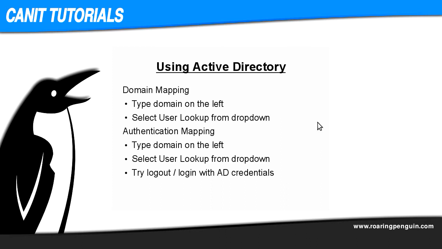Now all that's left is to do the domain mapping and authentication mapping. First, let's go to Setup and then Domain Mapping. Put your domain on the left and select the name of the user lookup you just created from the drop-down. Then do the same thing in Authentication Mapping. Finally, log out of CanIt and try logging in with a username from Active Directory.